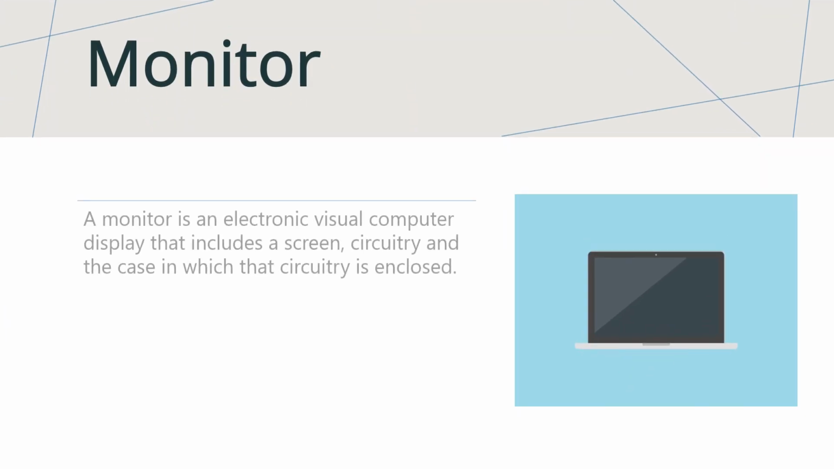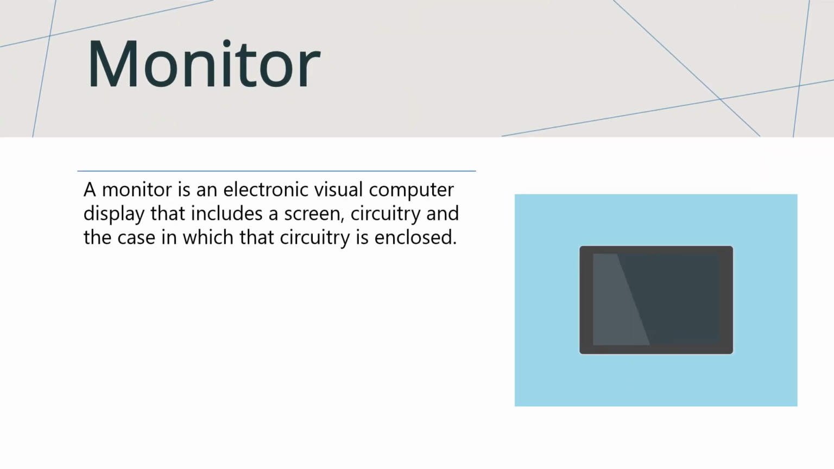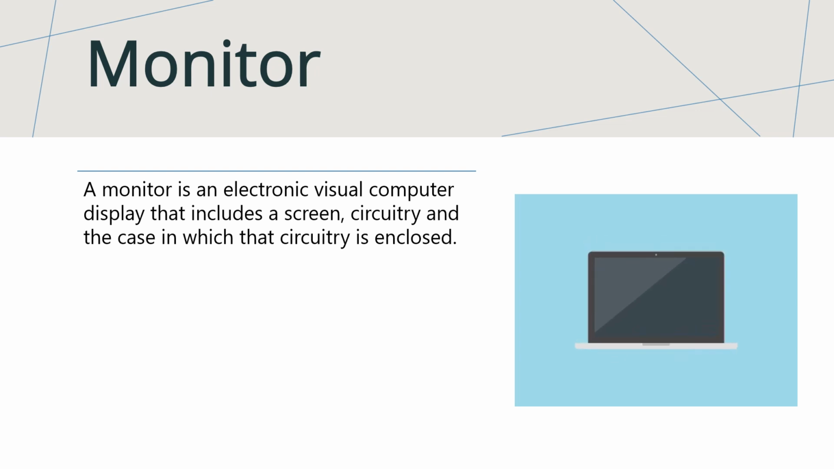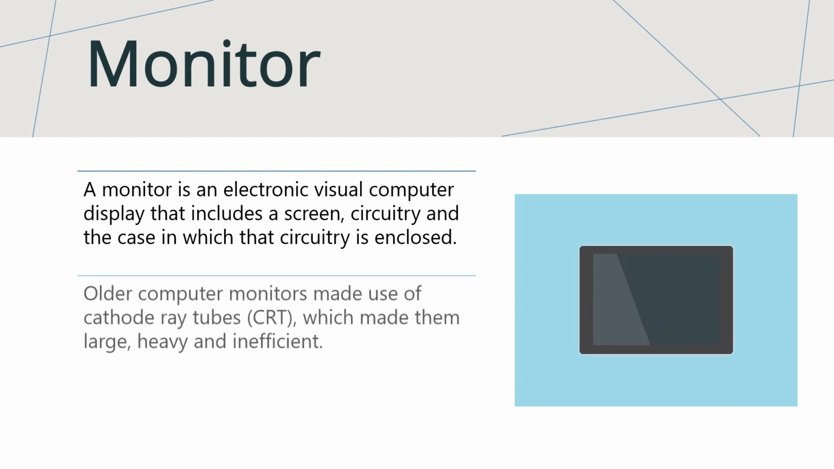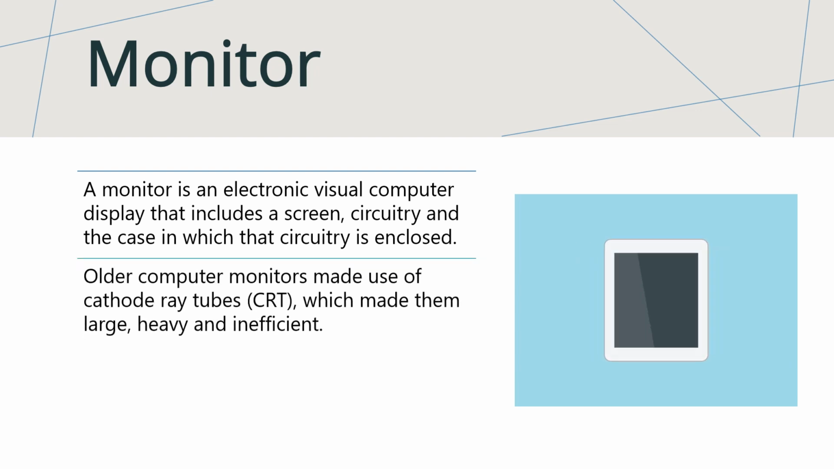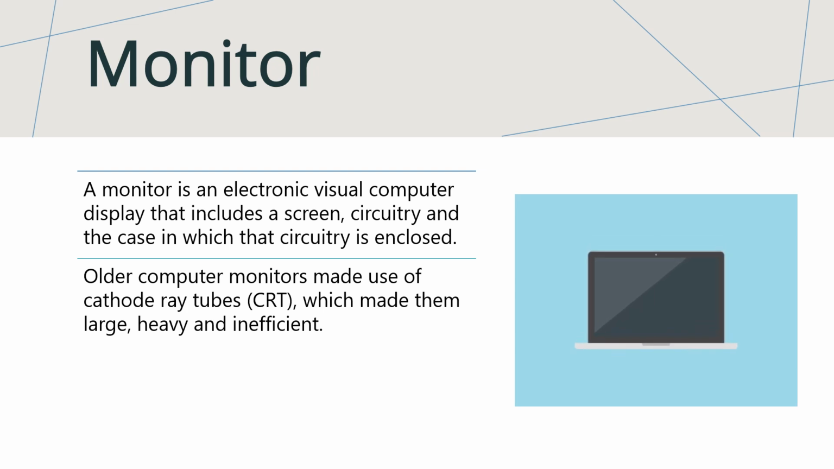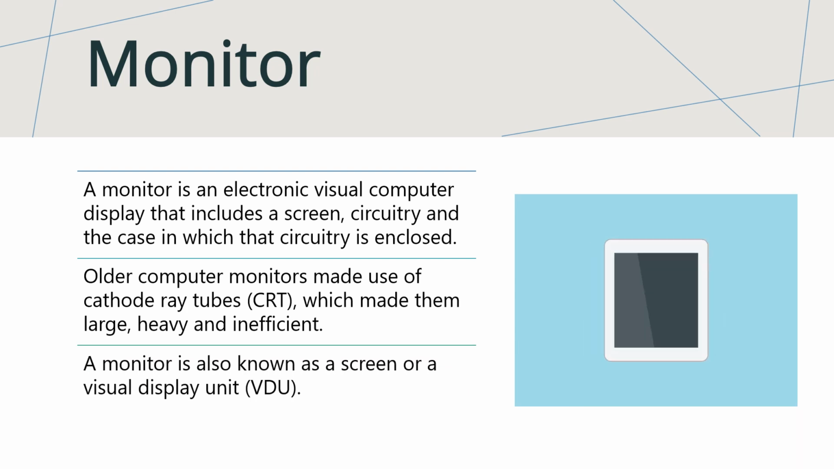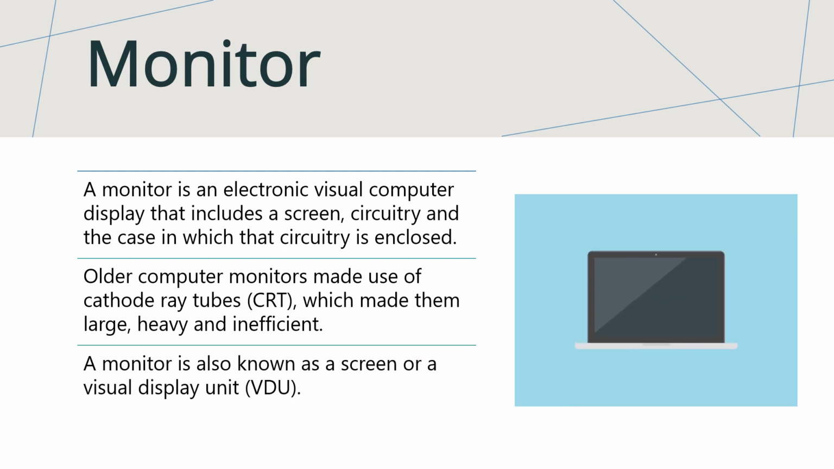Monitor. A monitor is an electronic visual computer display that includes a screen, circuitry, and the case in which the circuitry is enclosed. Older computer monitors made use of cathode ray tubes (CRT), which made them large, heavy, and inefficient. A monitor is also known as a screen or visual display unit.